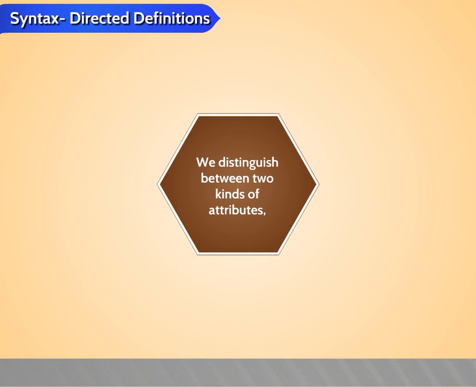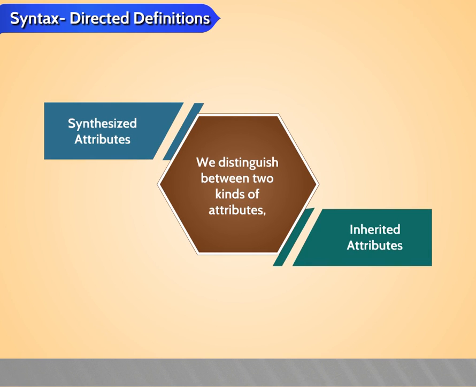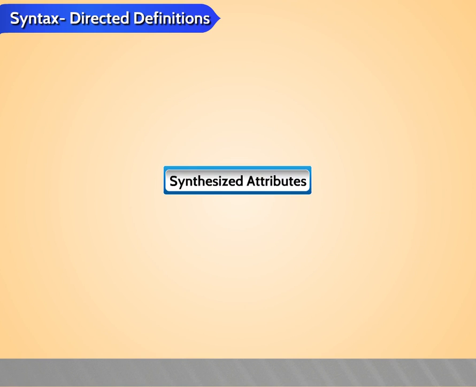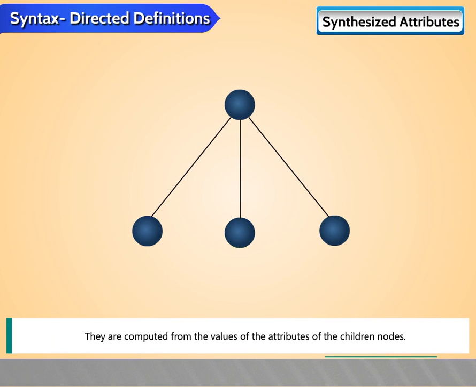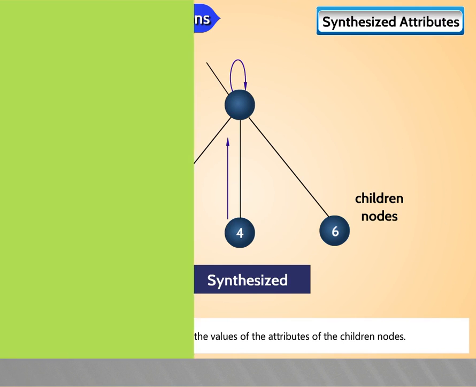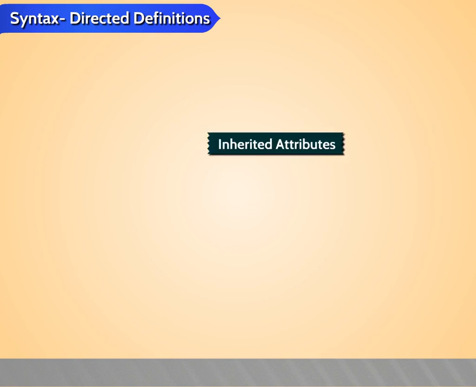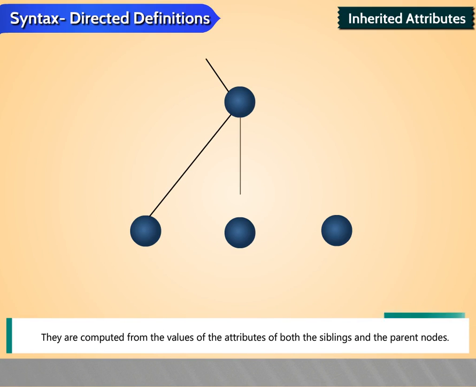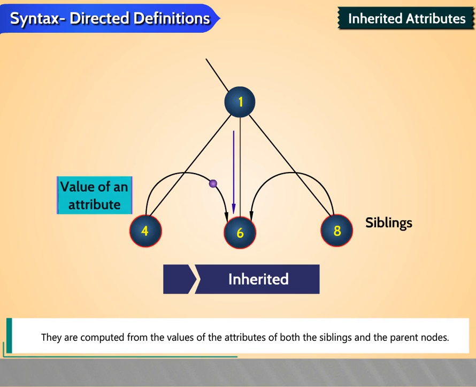We distinguish between two kinds of attributes: synthesized attributes, inherited attributes. Synthesized attributes. They are computed from the values of the attributes of the children nodes. Inherited attributes. They are computed from the values of the attributes of both the siblings and the parent nodes.